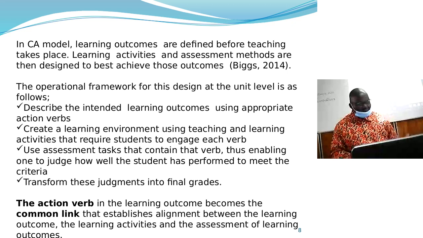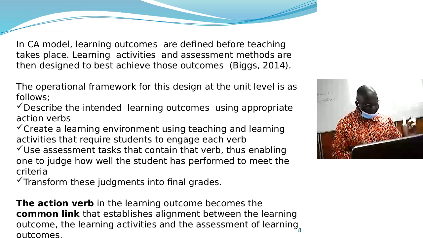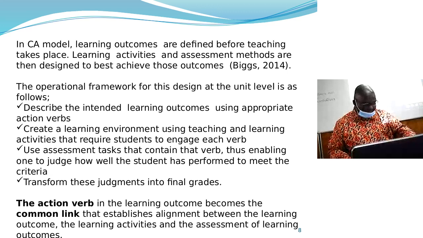So, when you are using the constructive alignment model, the procedure is as follows. One, describe the intended learning outcomes using appropriate action verbs. The second one is create a learning environment using teaching and learning activities that require students to engage each verb. Thirdly, use assessment tasks that contain that verb, therefore enabling one to judge whether learning has taken place.